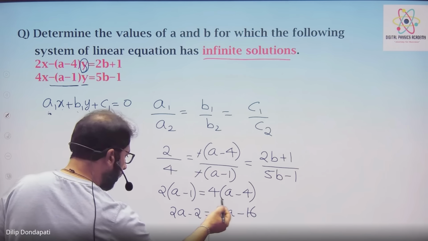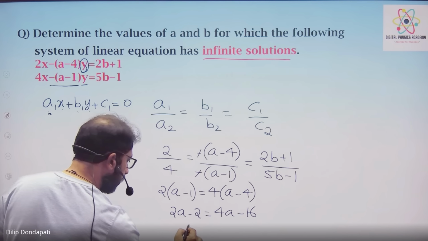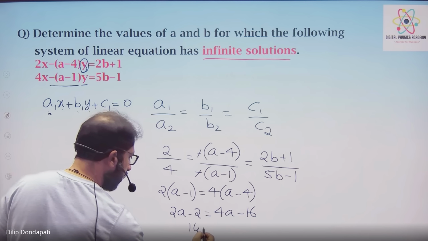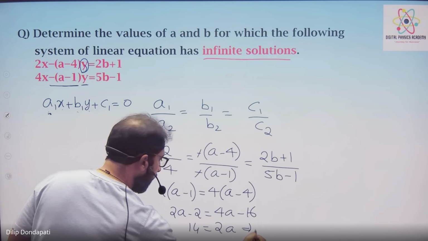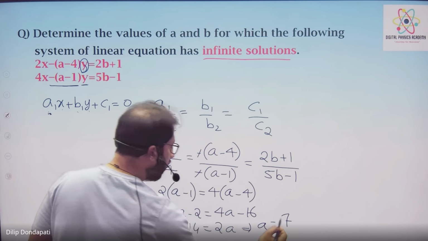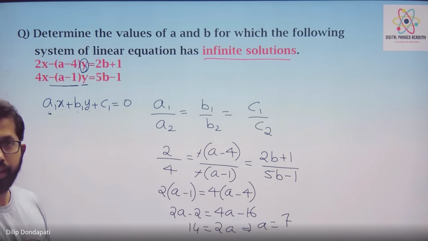Now bring all one side and find the value of a. So minus 16 will come. 16 minus 2 is 14 is equal to 2a. So implies a equal to 7. Right? The value of a has come.